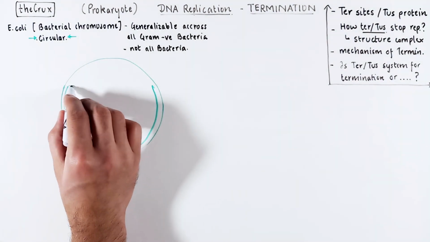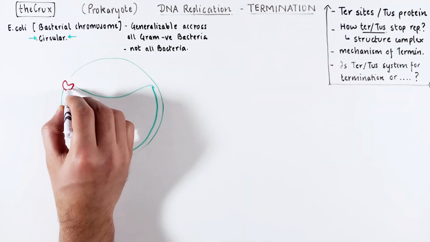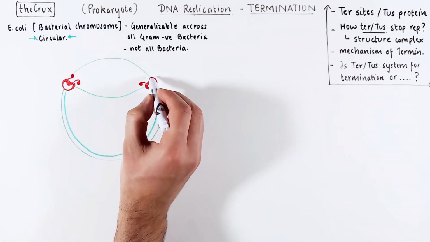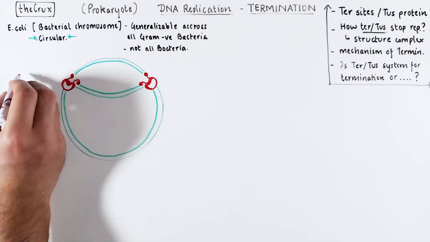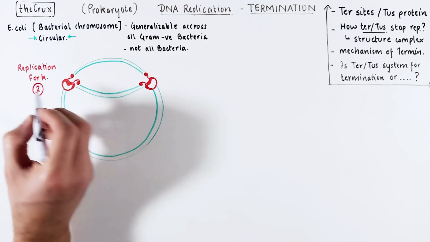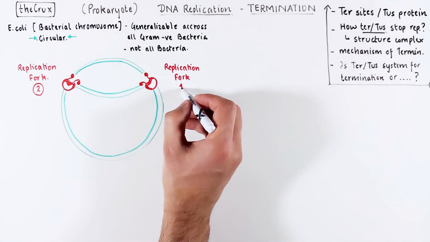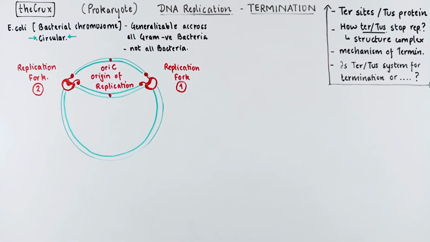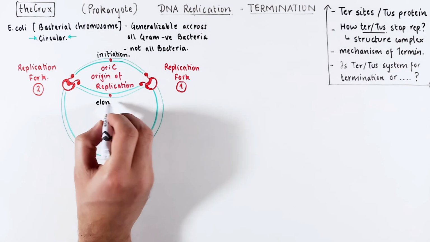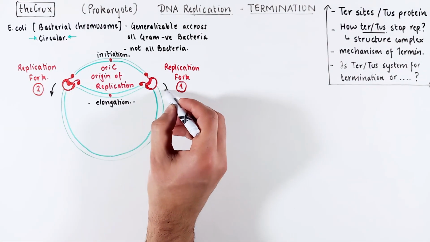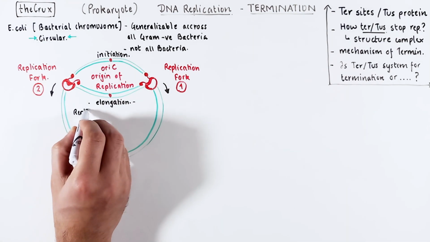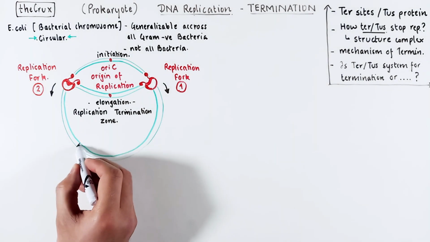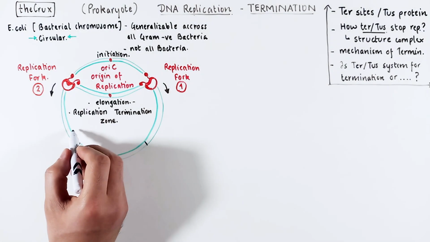We have already talked about this in the trombone model of elongation, where two replisomes are recruited and they start moving in the opposite direction as they replicate the circular chromosome. We will call these replication fork 2 and replication fork 1. And the point of start and recruitment of the replisome is the origin of replication. Following initiation, they will elongate, and we have discussed how that happens. Now, as they move in opposing directions, they will eventually converge at some point where replication has to be terminated. And that point is called the replication termination zone.